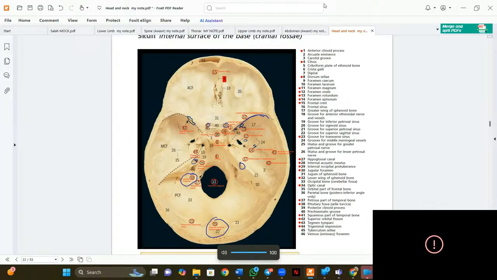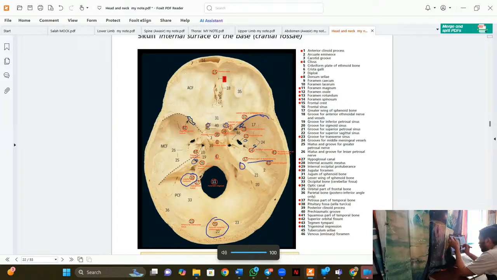37 petrous part of the temporal bone. 38 is pituitary fossa. Okay. 31.